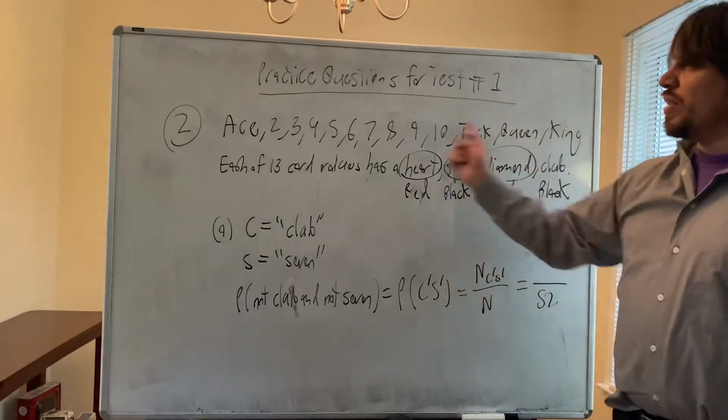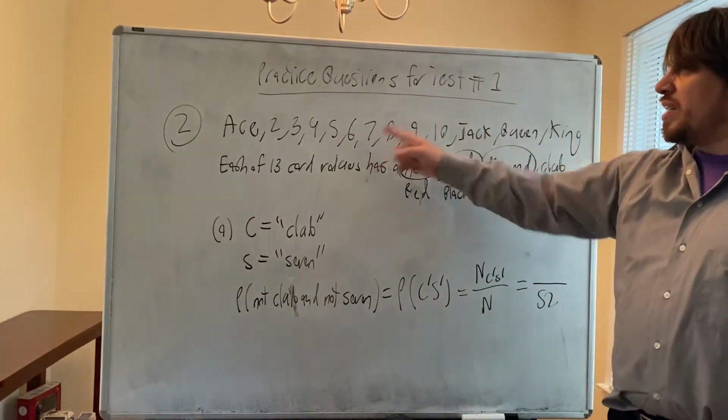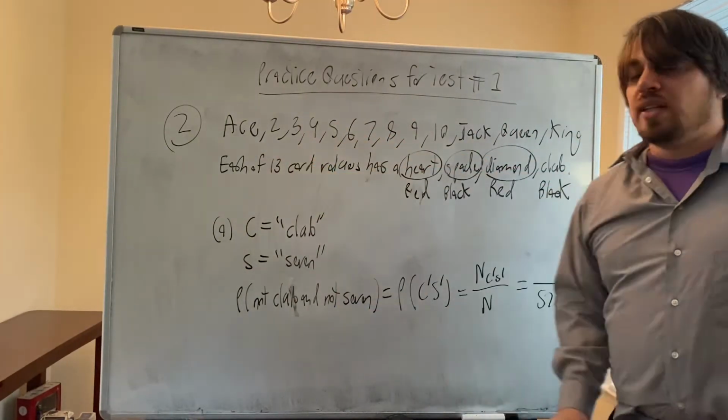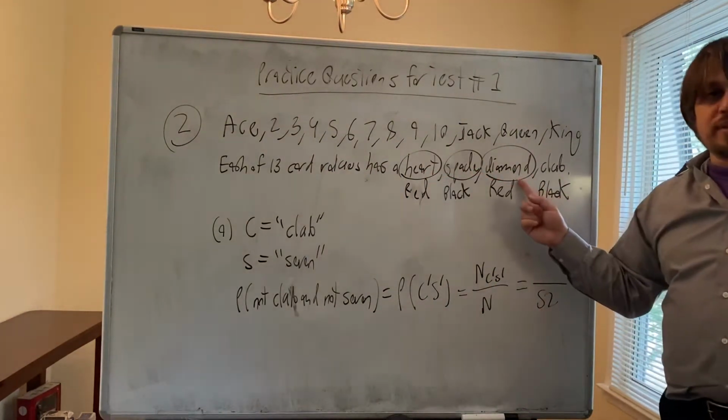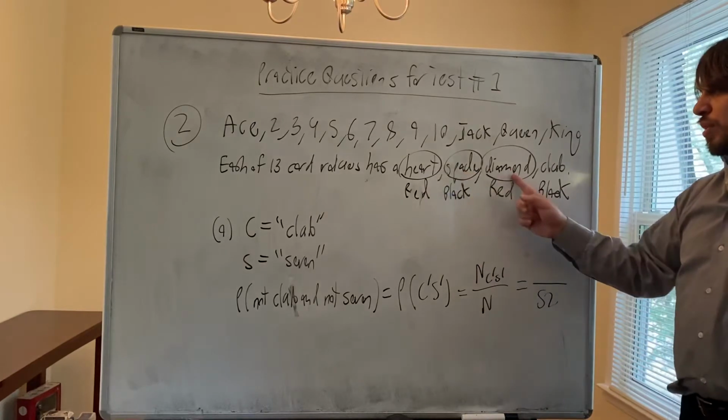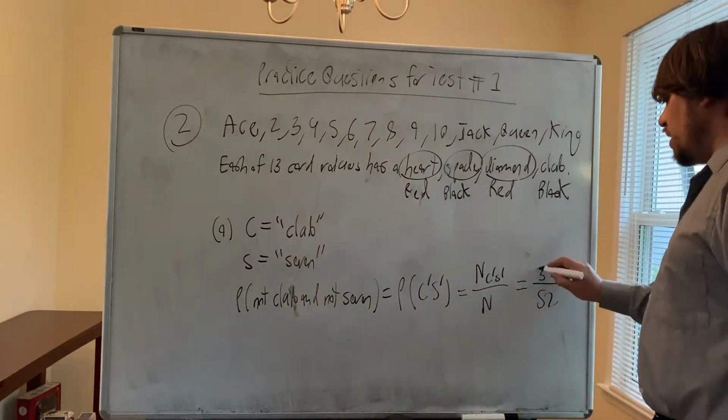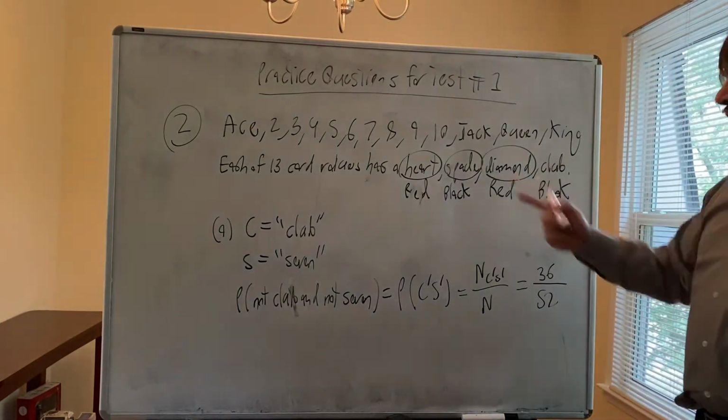So if you take all these 13 types and think of the ones that are not a 7, there's 12 that are not a 7. So there are 12 hearts that are not 7, 12 spades that are not 7, and 12 diamonds that are not 7. So in total there's 12 plus 12 plus 12, which is 36 cards that are not a club and not a 7.